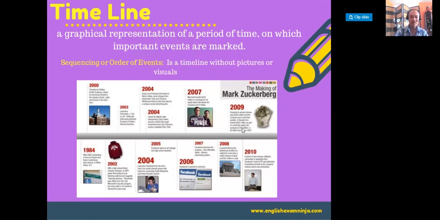So 2000, this is what happened. 2003, 2004, and so on. You just pick out the major events in those years in relation to the purpose that you want to be explaining about.